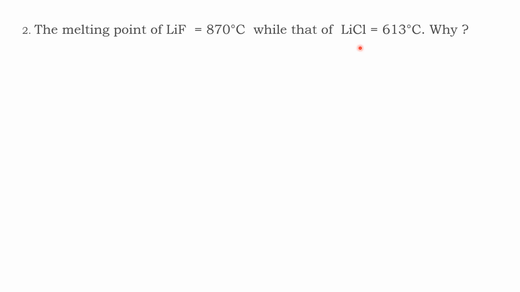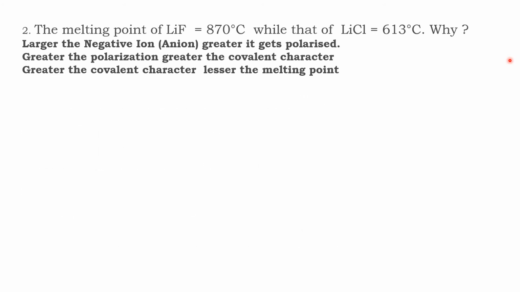We know the melting points of ionic compounds are greater than covalent compounds. So, LiF is more ionic while LiCl is less ionic. Or we could say LiCl is more covalent while LiF is more ionic due to the size of fluorine and Cl. That is why the melting point is higher for LiF. Take down the answer.